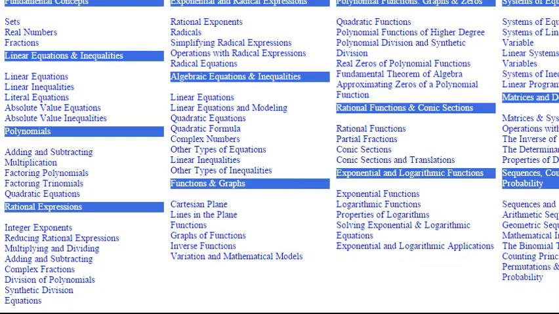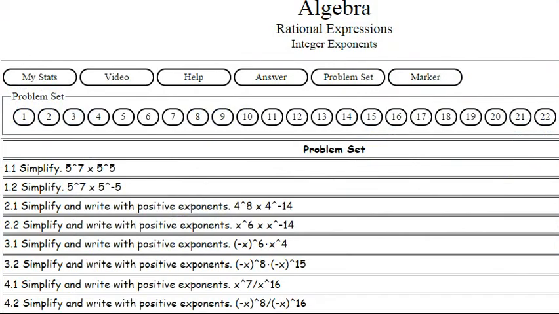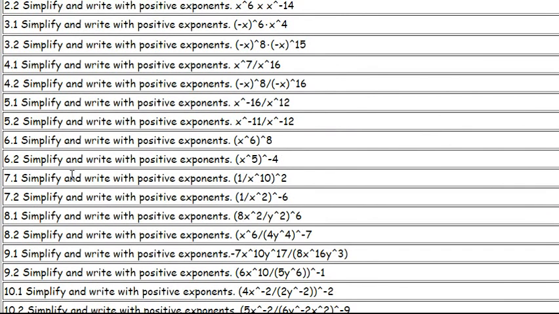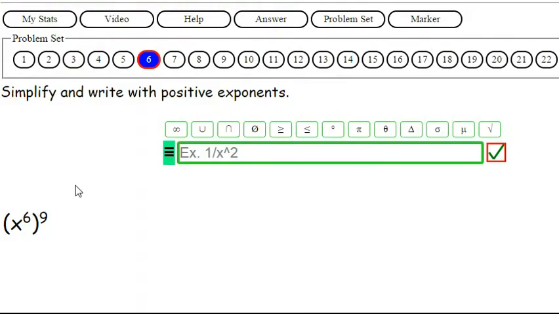Okay, we're going to go to math. I know you're probably tired of hearing that, but it's got to happen. What did we just get through doing? I think it was that. So we're looking at 6.1 now, looks like. Simplify and write with positive exponents.